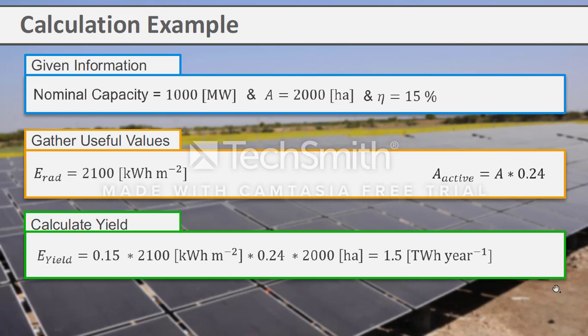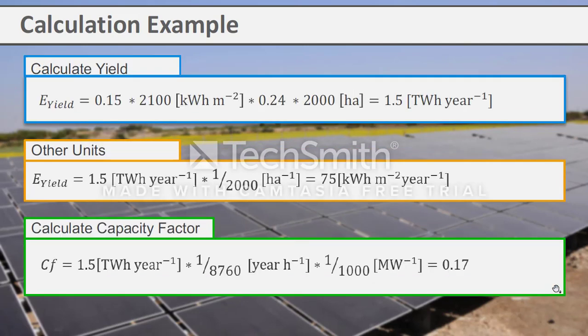0.15 times 2100 kilowatt hour per meter square per year times 0.24 times 2000 hectares, which is equal to 1.5 terawatt hour per year. In order to compare with other technologies, we can express the annual generation as energy per total area. The energy density is then 1.5 terawatt hour divided by 2000 hectares, which is equal to 75 kilowatt hour per meter square per year.